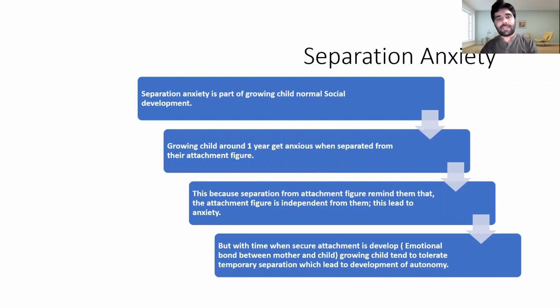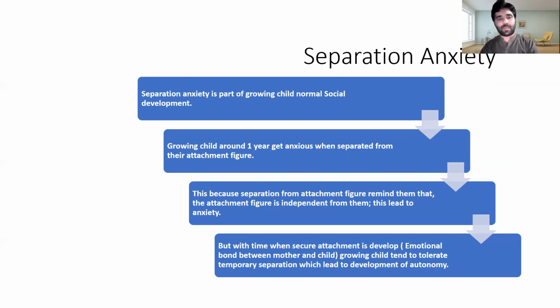Separation anxiety is part of normal development in a growing child. At the age of 1 year, the growing child develops something we call separation anxiety. That is when the growing child is separated from the attachment figure, the child develops some problem that is called separation anxiety. Separation anxiety is a sign of developmental bonding, or emotional bond, with the caregiver.